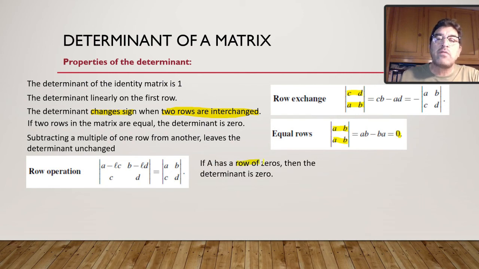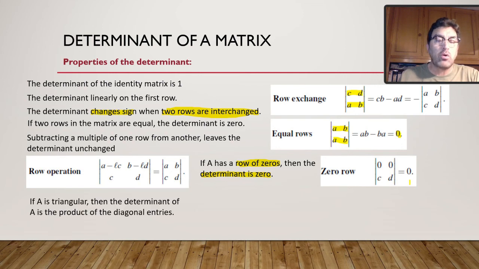So if A has a row of zeros, one row of zeros is all it takes to let the determinant be naught. Now look at that. We have a 0 row at the top. We have different entries at the bottom. Naught minus naught remains naught.